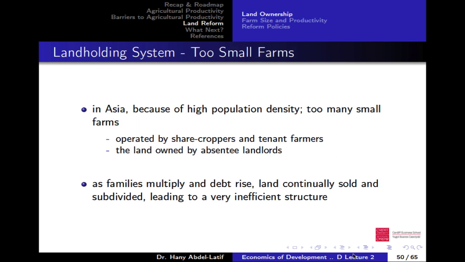The opposite in Asia, you have too small farms because of high population density, so too many small farms. Most of these are operated by sharecroppers and tenant farmers. Again, these and absentee landlords. I was absentee, I wasn't there as well. So they have no incentive again to be productive. Okay, so this is another reason. As families multiply and debt rises, again this will be subdivided and again a more inefficient structure. So too small or too large is the same thing.